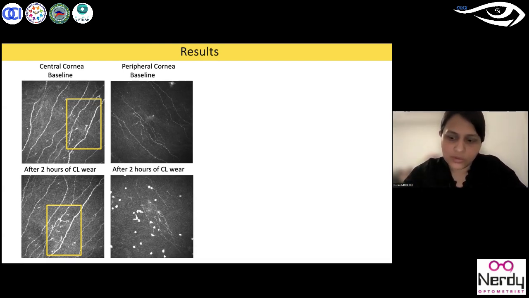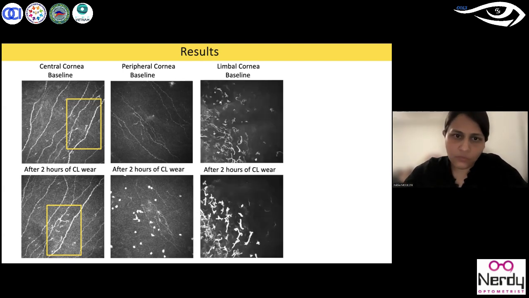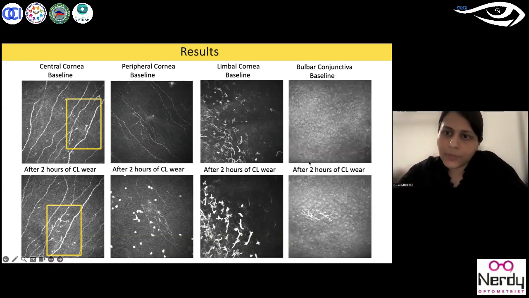They have become smaller. Then we move towards the limbus, and we observe that cells had relatively thin dendrites at baseline, but then they had thick dendrites after 2 hours of contact lens wear, and they were literally taking small steps forward. They were moving forward. And then we move towards the conjunctiva.